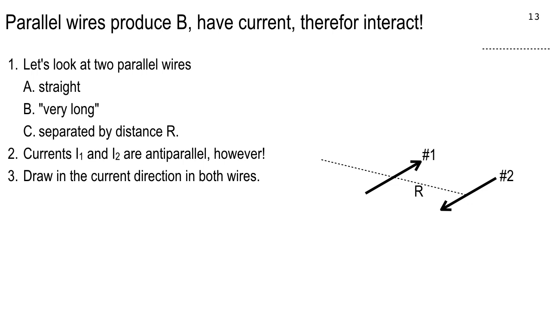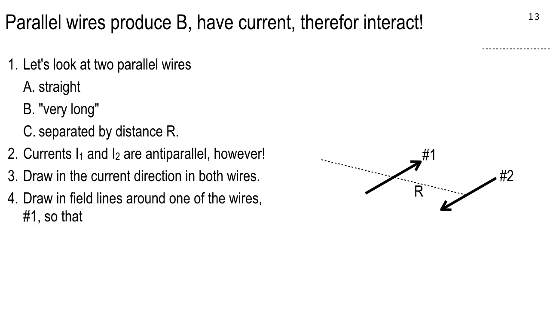All right, now here's the next step, and it's the tough one. We're going to draw in the field lines around one of the wires, number 1, so that one of the field lines is of radius r. So here's what it looks like. Now, and I did this really carefully.